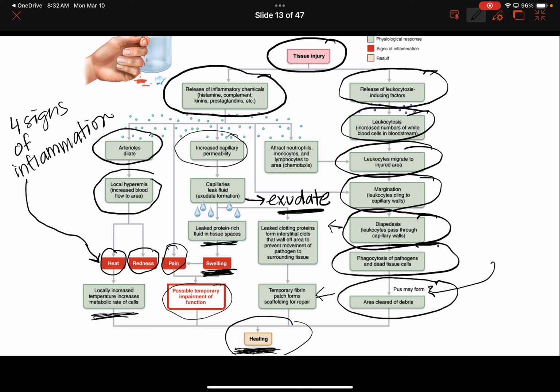So any questions? I know it's a lot of information, but as you study it line by line, this is what's happening. This is the effects. This is the sign of inflammation. And again, make sure you know it's all necessary for the tissue to eventually heal. So any questions on that process? Okay.